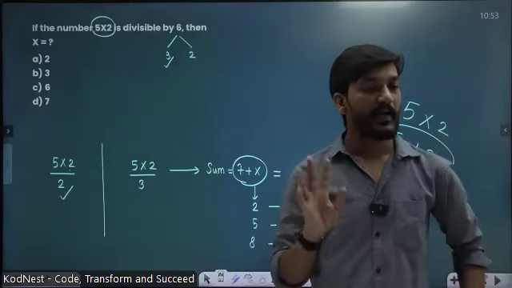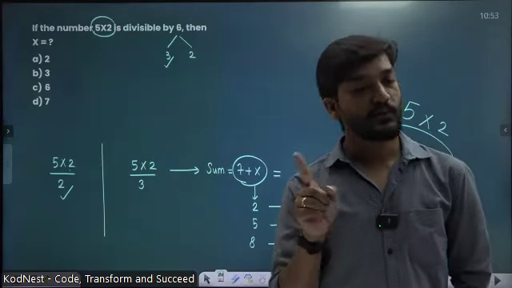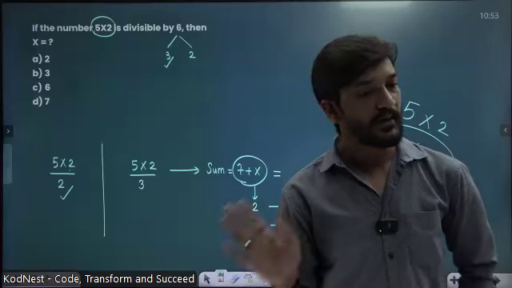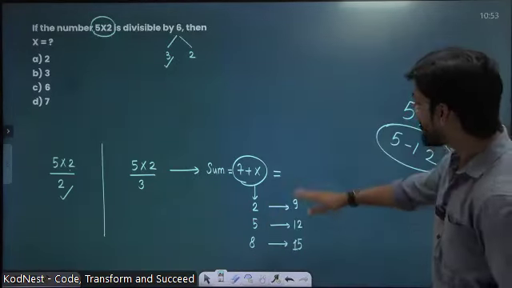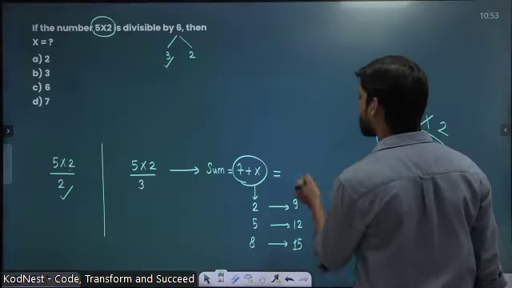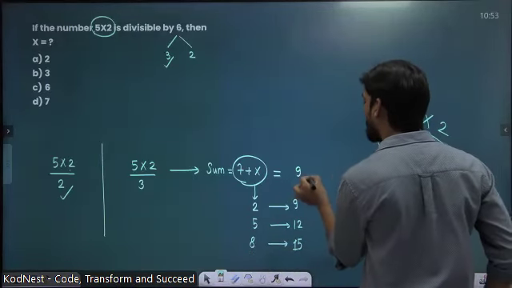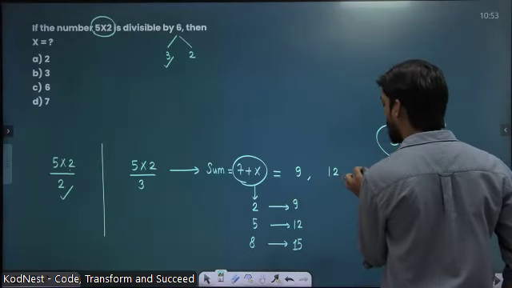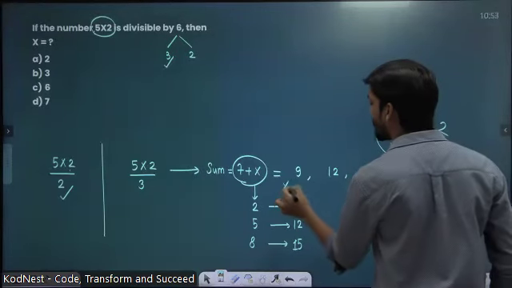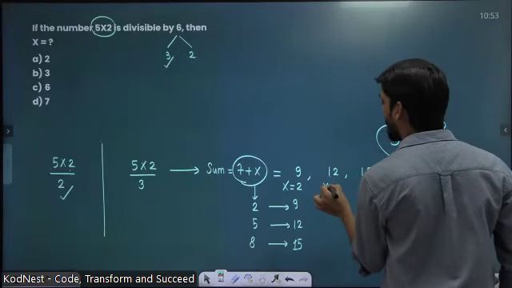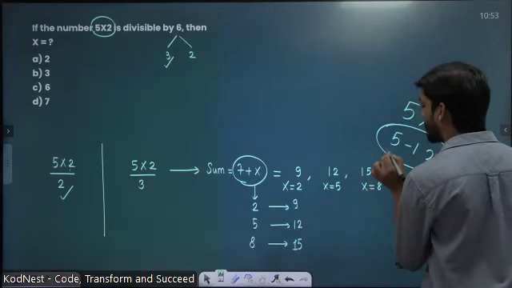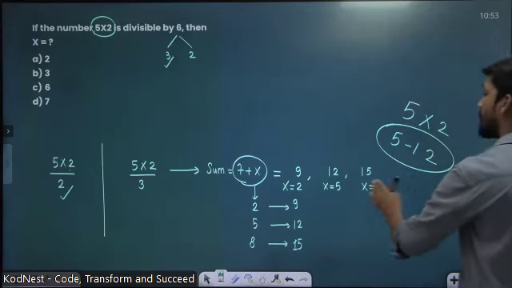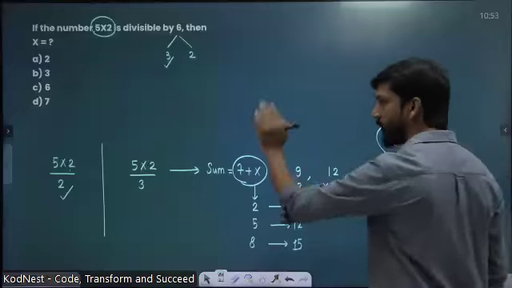For x, the range is 0 to 9. Not negative, not greater than 9. So these are the 3 values you can take. The sum will be either 9 or 12 or 15, if you take x equal to 2, x equal to 5, or x equal to 8. So any of the 3 values are actually correct.